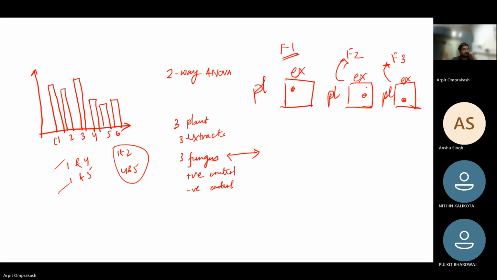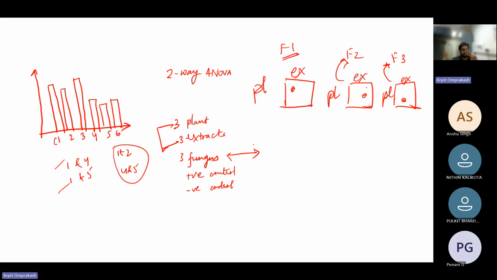Since you have two categories now, you can do two and one. If I eliminate the plant part, then the extract and fungus will be taken in one way and over. You can eliminate either the plant or the fungus, whatever is more appropriate for you. Both of them together, with respect to control.